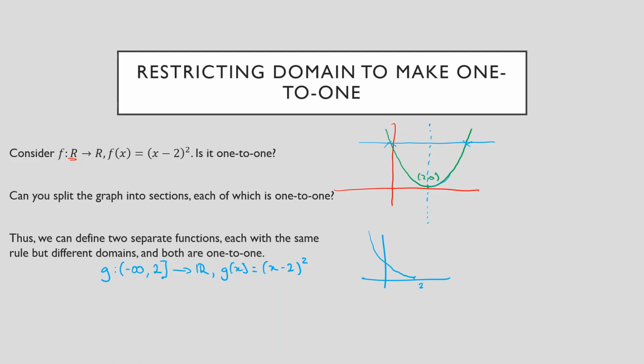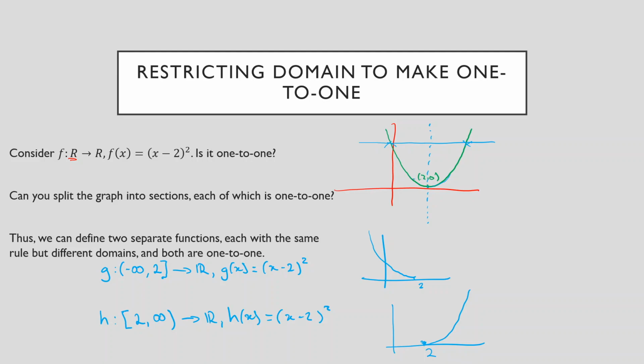Alternatively, you could write something similar for the right-hand piece, and let's call that h. The domain would be from, well, we can include 2, going up to +infinity. And our rule is still x minus 2 squared, except the domain is different. So your domain would be from 2 up to +infinity. That would look like that. And if you were to draw both of these functions on the same graph, they'd connect up and give you your original parabola.